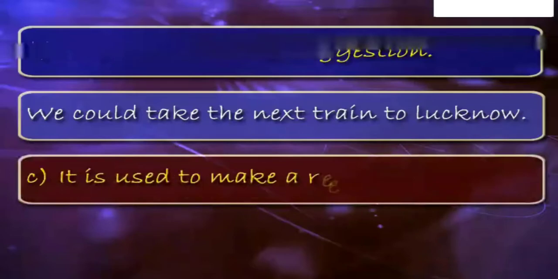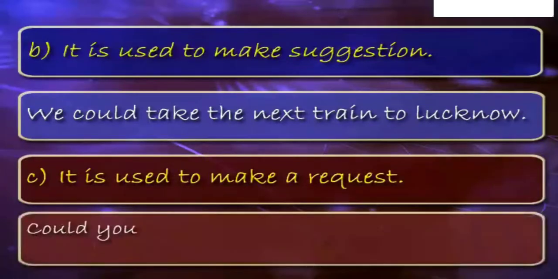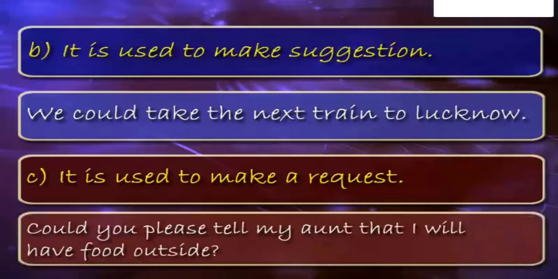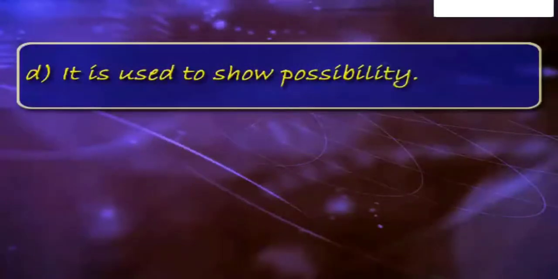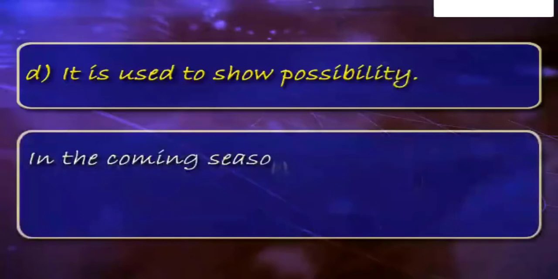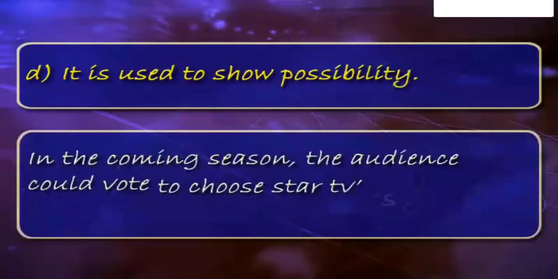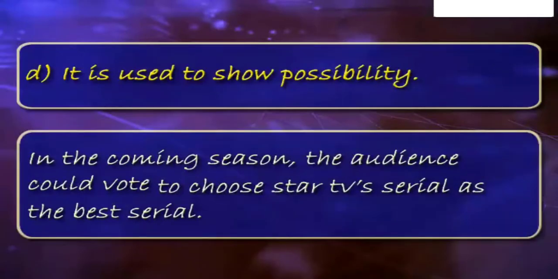C. It is used to make a request. Could you please tell my aunt that I will have food outside? Here, could is used for a request made to me to tell my aunt that I will have food outside. D. It is used to show possibility of something. In the coming season, the audience could vote to choose Star TV's serial as the best serial. Here, could is used to show the possibility of the audience choosing to vote Star TV's serial as the best serial.